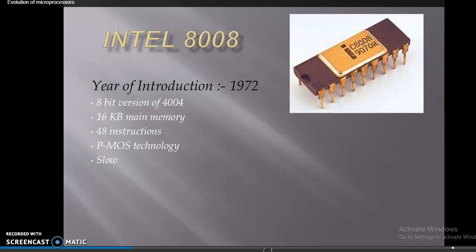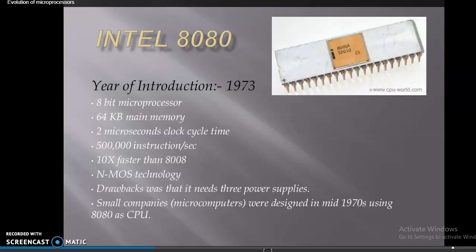So Intel introduced another microprocessor, Intel 8080, in the year 1973. It is also an 8-bit microprocessor. It has an instruction set of 500,000 instructions per second, 10 times faster than 8008. Its drawback was that it needed 3 power supplies.